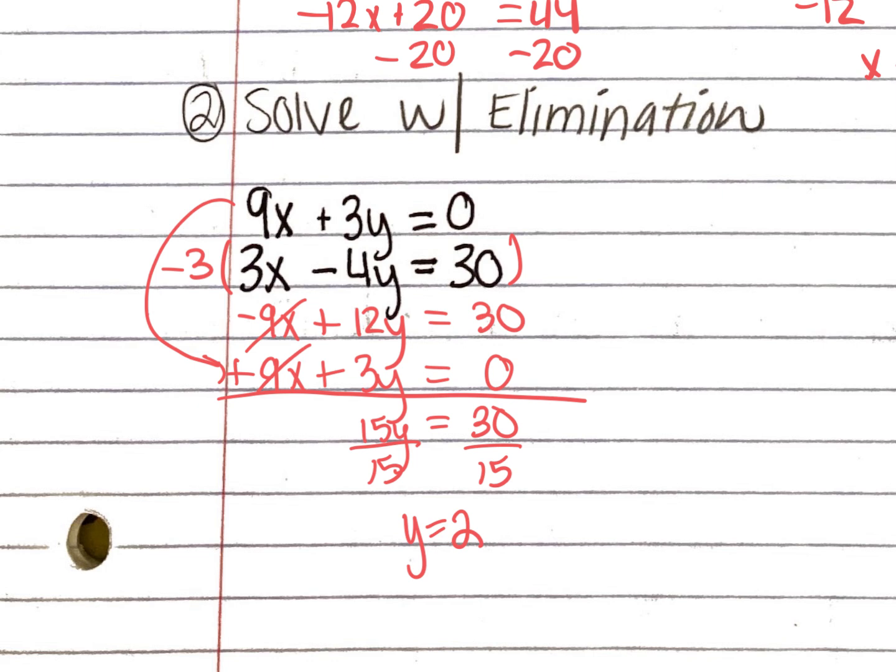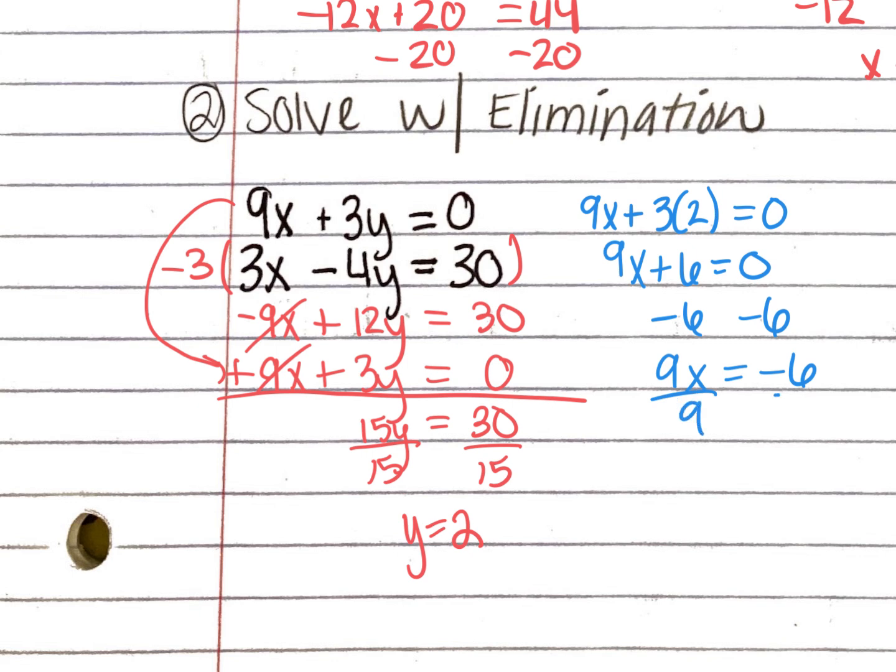Now we're going to plug that into either one of our equations. I'm going to go with the top one. So 9x plus 6 equals 0. 9x equals negative 6. Divide by 9. Reduce your fraction when you can.